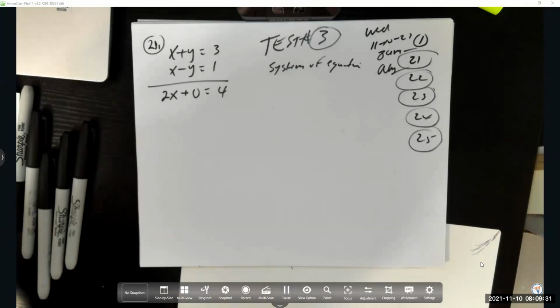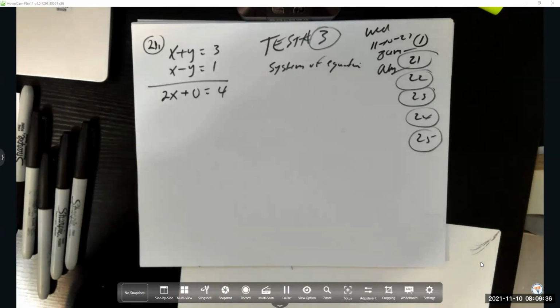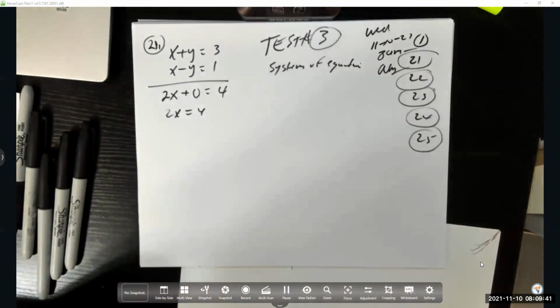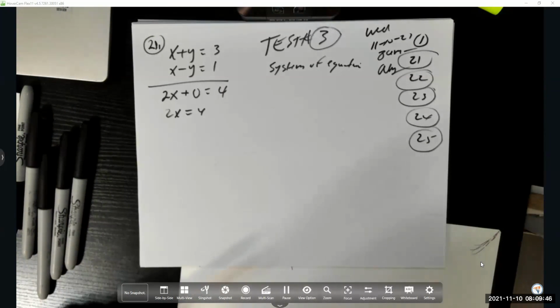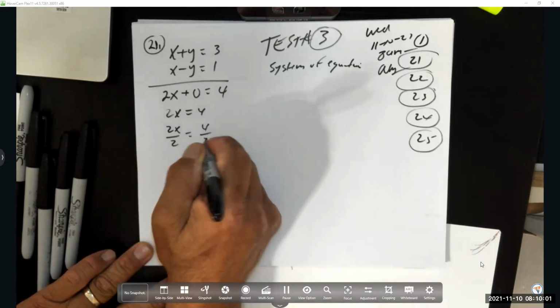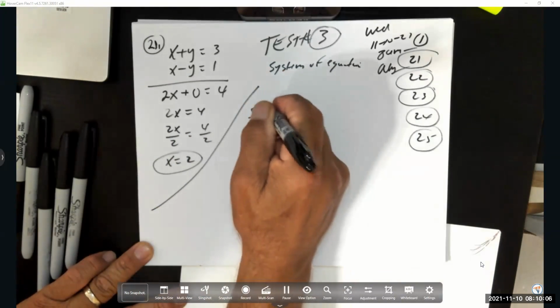All right, now next step is I'm going to go ahead and solve it. So 2x equals 4. So now, how do we get the answer from there? What do you think? Divide by 2. Exactly, that's what it is. So divide this one by 2, this one by 2. So x equals 2. Done.